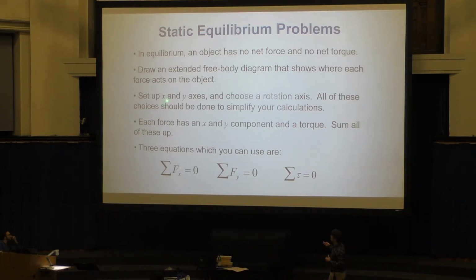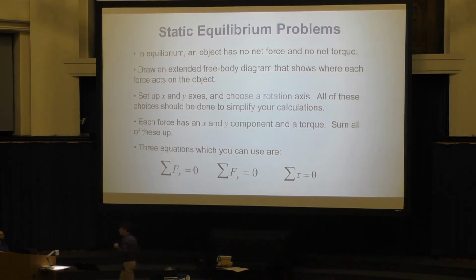Then you have to, of course, define your x and y axes, and you have to choose a rotation axis. And it's not rotating, so like I said, it doesn't matter where you choose it, but all of these choices should be done to simplify your calculations. Then each force will have an x and y component and a torque, although some of these will be 0, hopefully. The more zeros you get, usually the easier it is to solve everything. And you sum all these up and just set them all equal to 0.